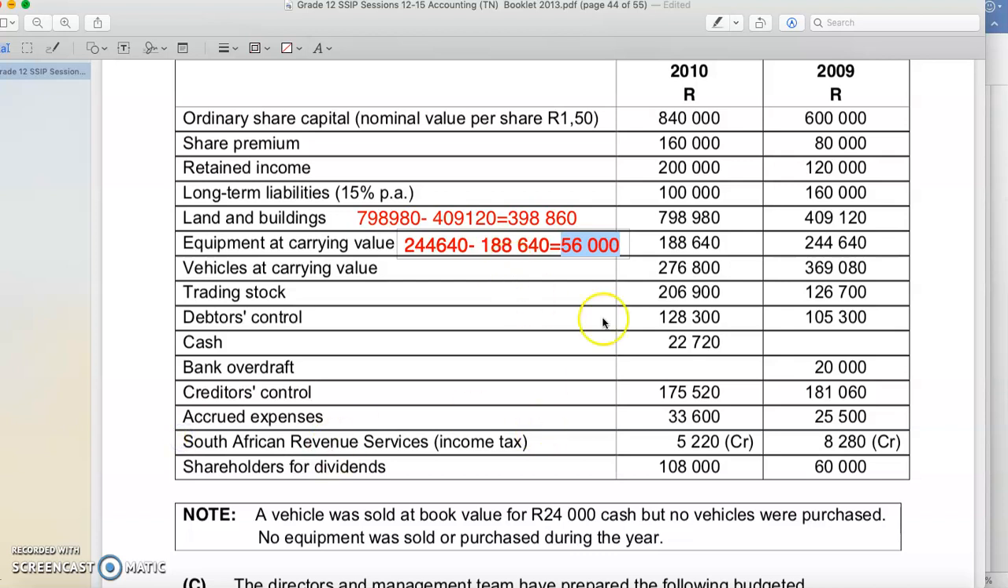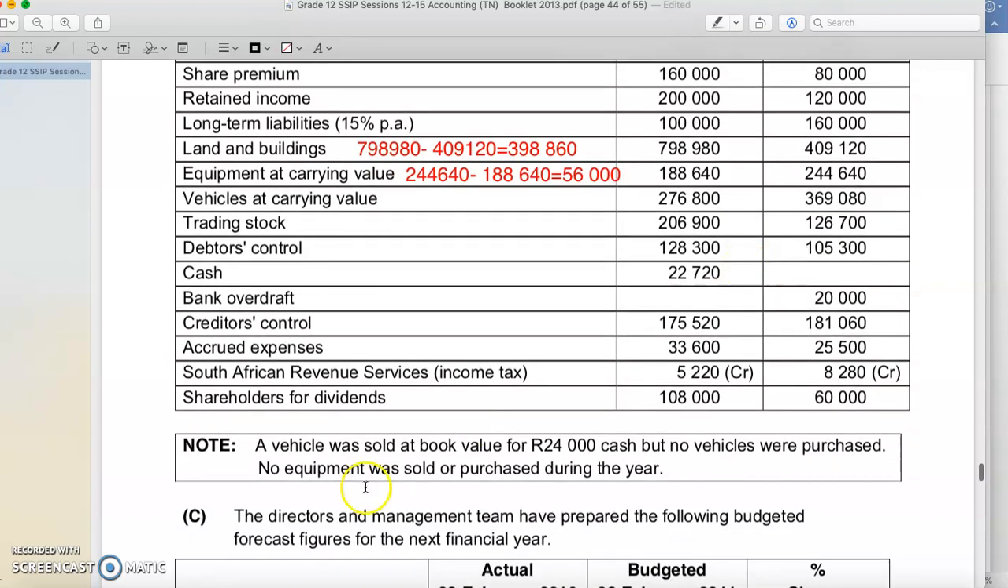So it tells us here, here's our carrying values at the beginning, at the end, and it tells us that a vehicle was sold at book value for 24,000 Rand cash, and there were no purchases. Now, because there were no purchases, it's pretty simple. So this is the way I calculate it. Once again, I always remind you that there are different ways to do it. Just make sure you get the final amount.